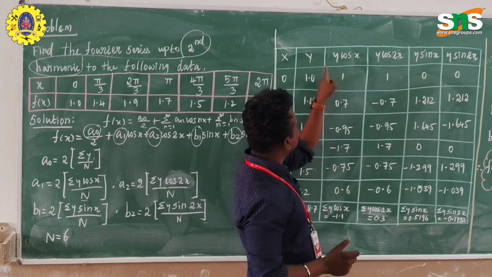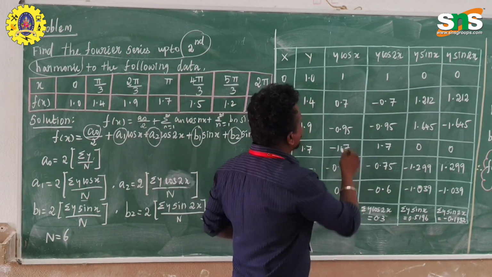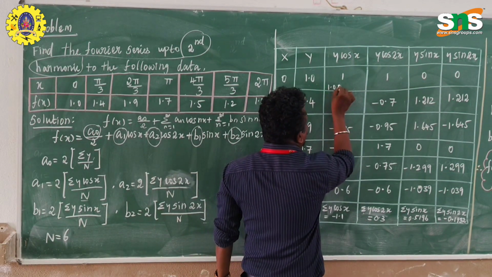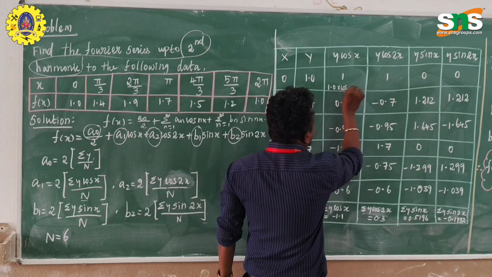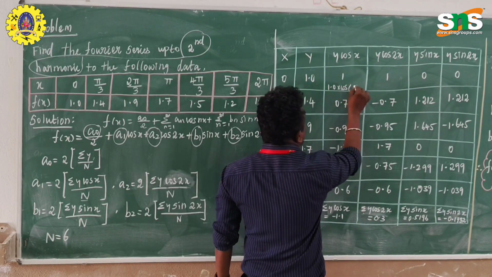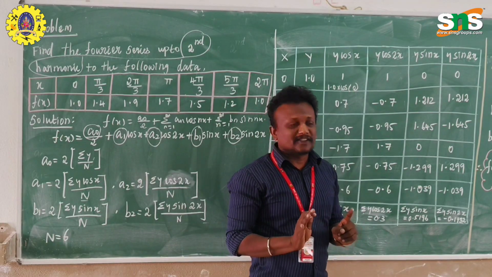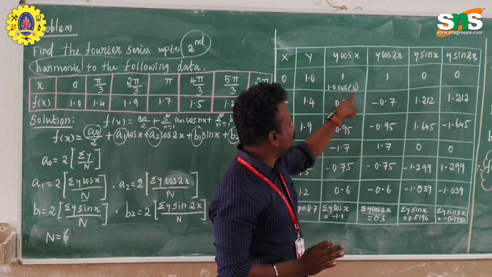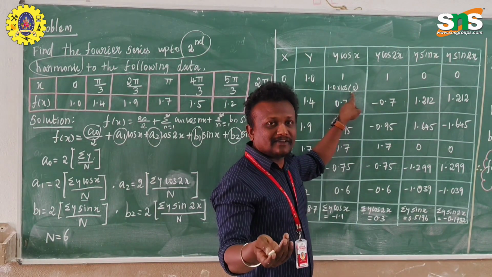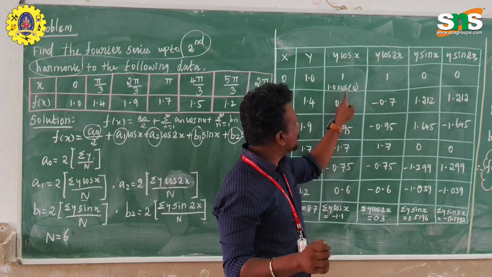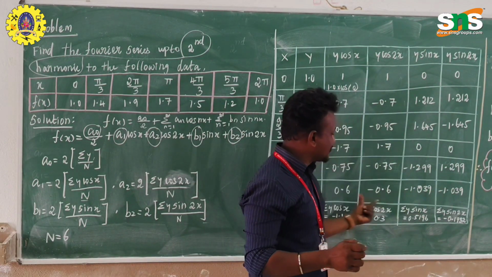So the y value is 0.1. Here you can calculate 0.1 into cos, then the x value is 0. This bracket is very important, understand? If you follow this way, your calculator will give the correct answers. In this way, you have to feed in all these results.